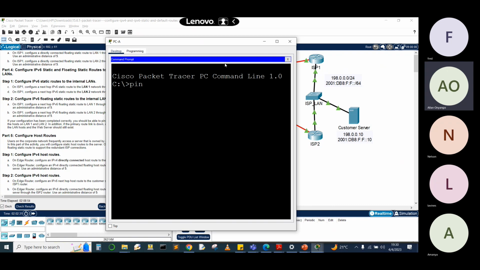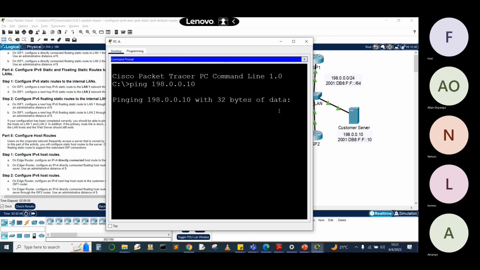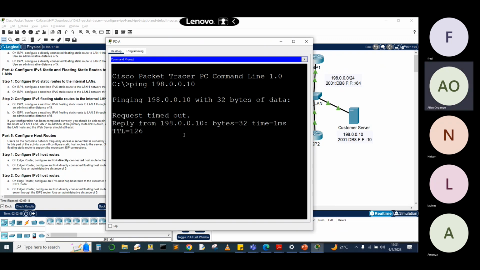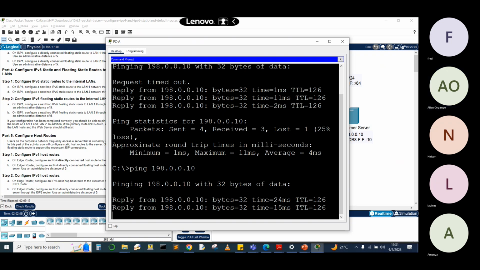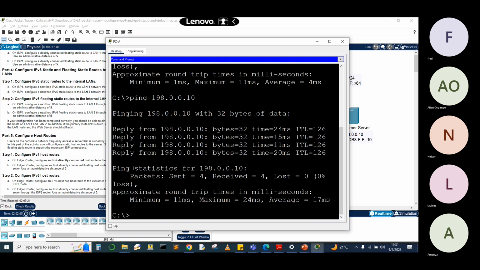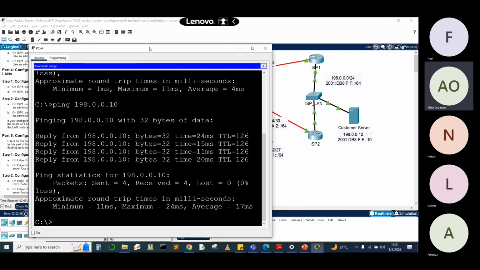So I'm just going to say ping 198.0.0.10. And let's see if we are going to find some request timeout, and the rest are giving us feedback. All right. Obviously, they were doing an ARP, and I am able to ping, and it goes very fast.